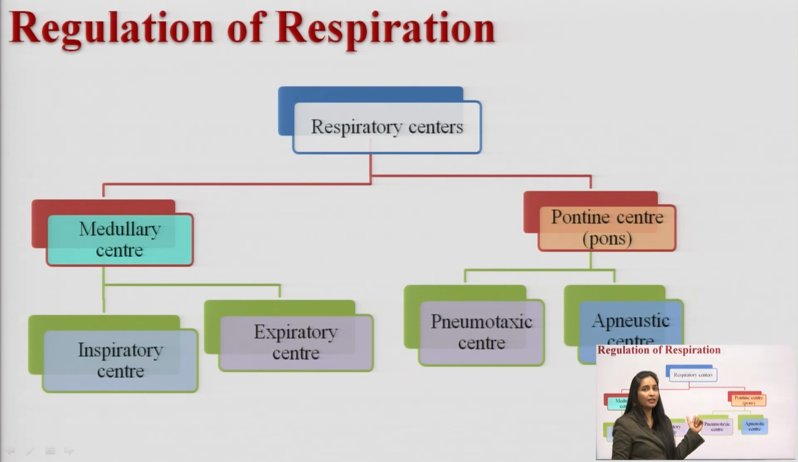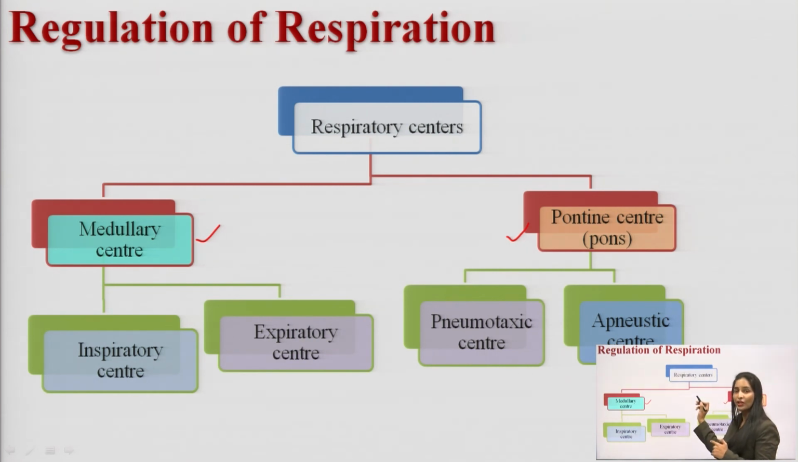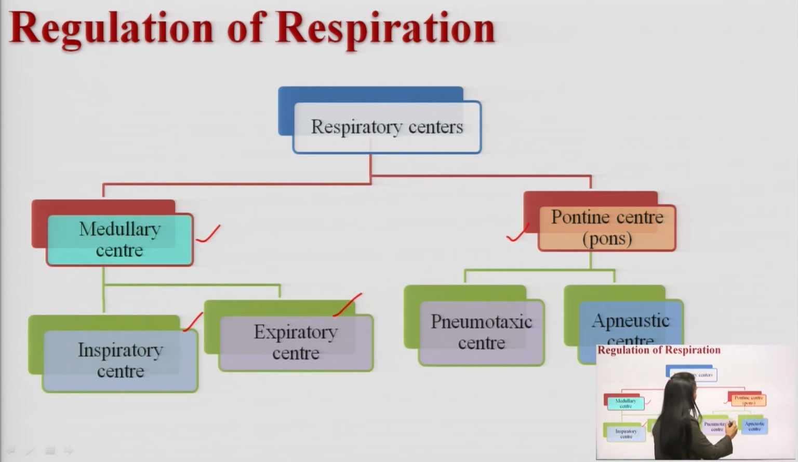In the previous slide I had discussed the regulation of respiration, and to regulate the respiration there are mainly two main centers. What are the two main centers? One is the medullary center, second one is the pontine center, which you can shortly name as pons. Okay. So, the respiratory centers have been divided into two types: medullary center and pontine center. In the medullary center, you will see the expiratory center and inspiratory center, and in the pontine center, you can see the pneumotaxic center and apneustic center.